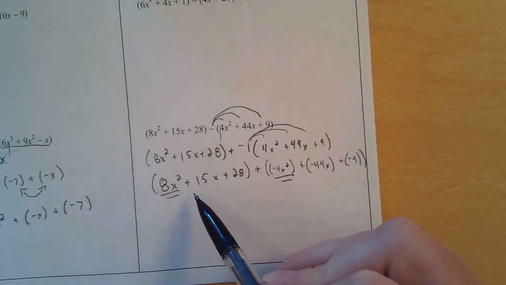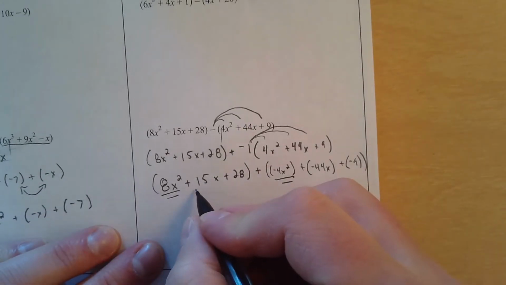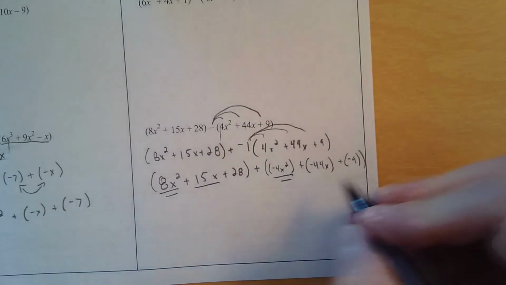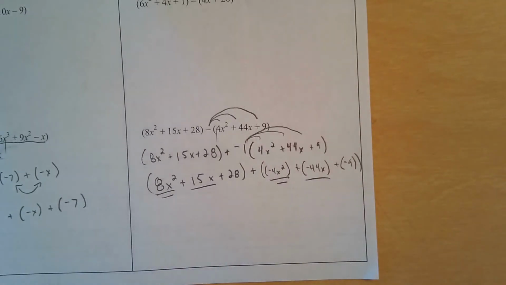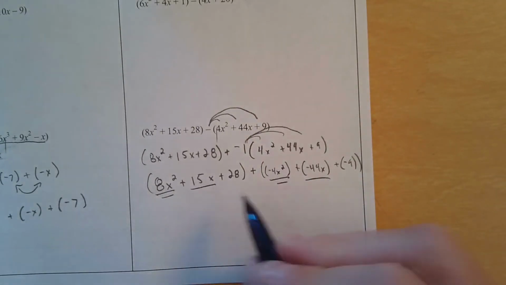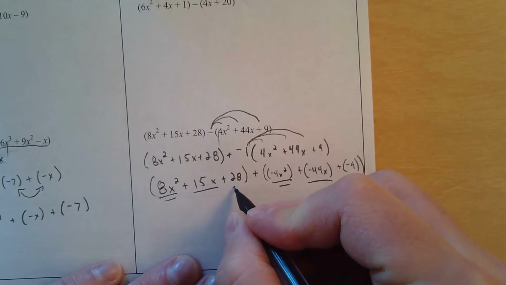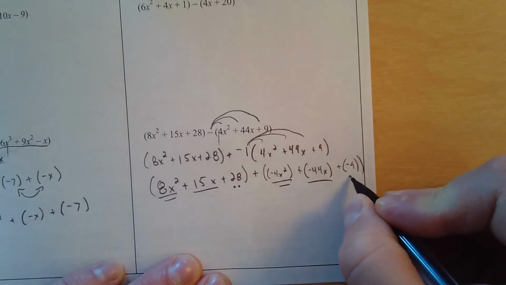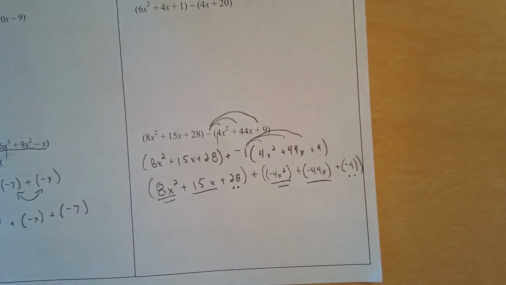And then I've got x to the first power. Let's see if we got any x to the first powers out there. There's one in this trinomial. And then I've got two constants. So I figured out all my like terms. Now I'll just put them together.